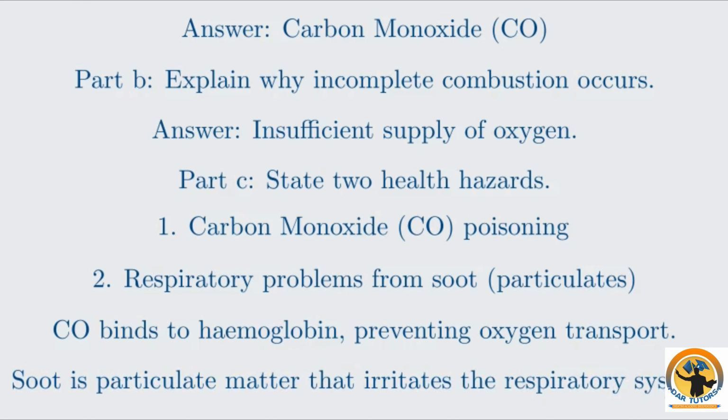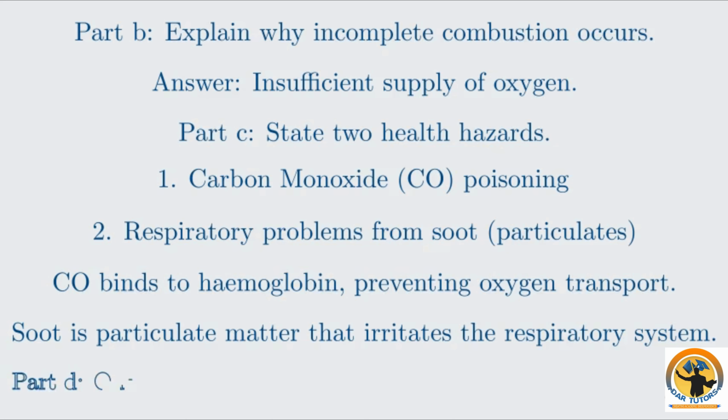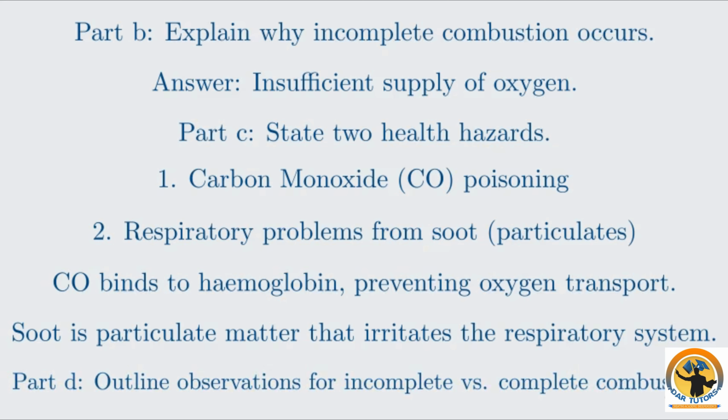Now let's tackle the final part of this problem. Part D asks us to outline what we would observe when comparing complete and incomplete combustion. Let's think about a Bunsen burner flame. The blue flame indicates complete combustion. A yellow or orange flame indicates incomplete combustion.